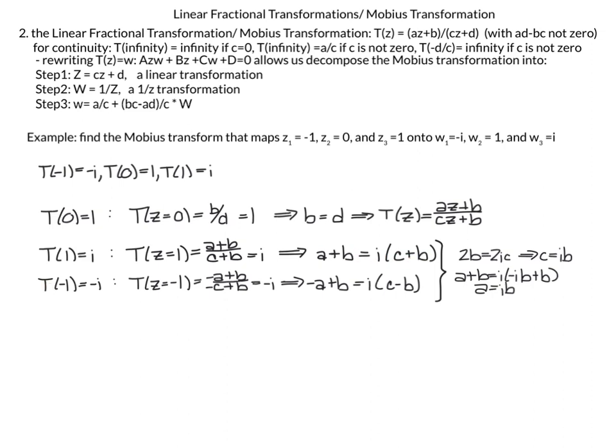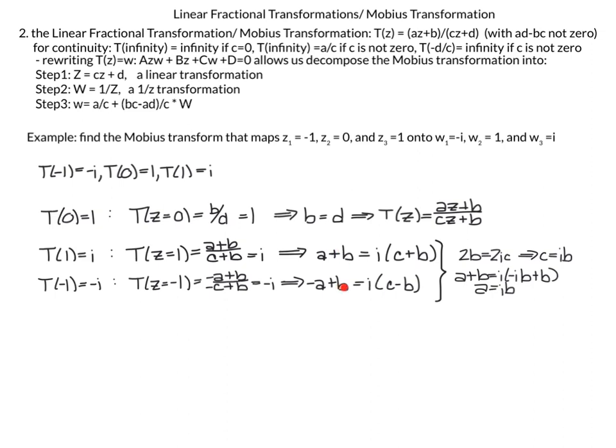So I'll need to look at my last piece of information. T of -1 is equal to -i. So I'm going to plug in z equals -1 into my equation here. And I get (-a plus b) over (-c plus b) is equal to -i. So multiplying both sides of the equation by (-c plus b), I get -a plus b is equal to i times (c minus b).